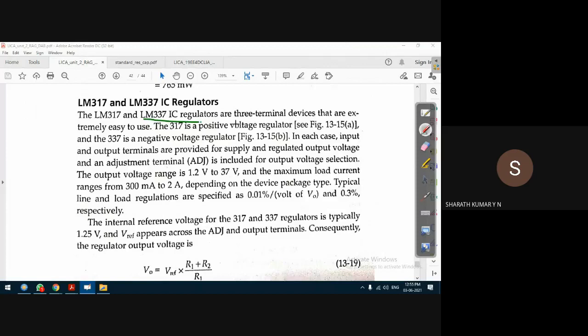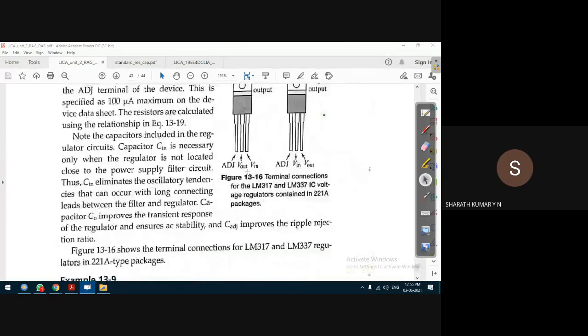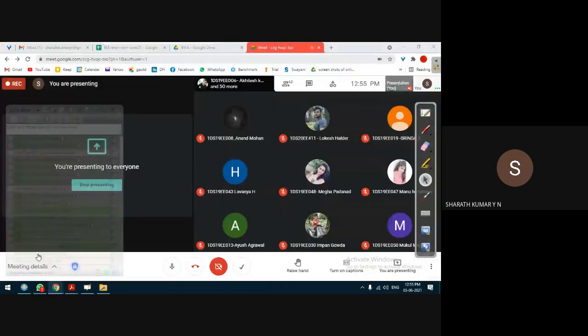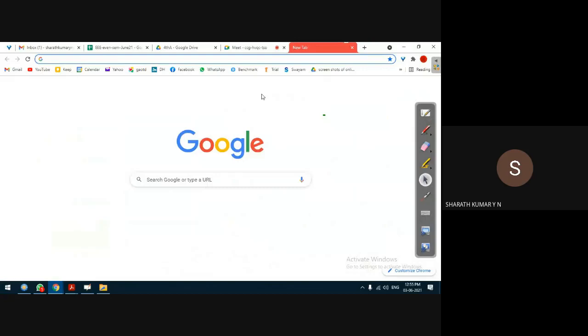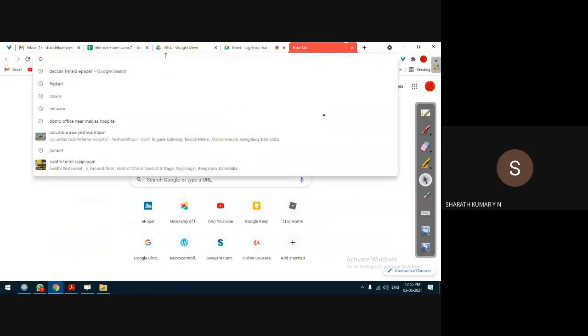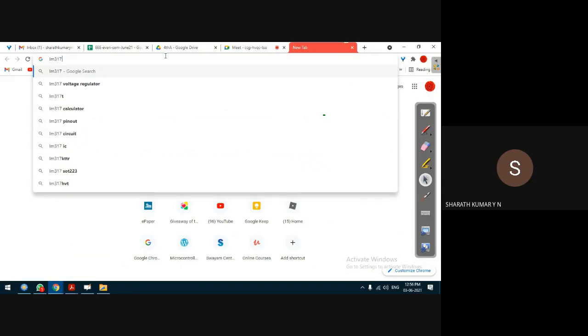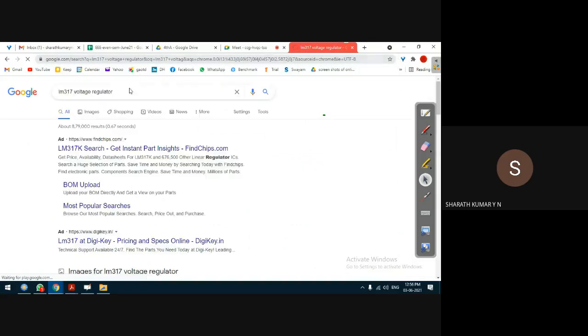LM317 and LM337 regulators are 3-terminal devices. Let me check whether this picture is given, because you must have seen these regulators. Let me open the browser and show. You must have seen these, especially those working with embedded applications like Android devices and Arduino boards. You must have seen these voltage regulators.